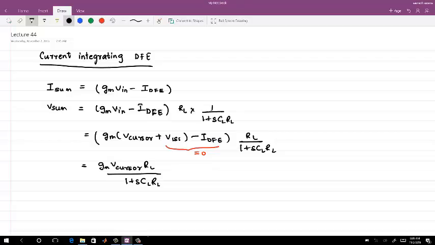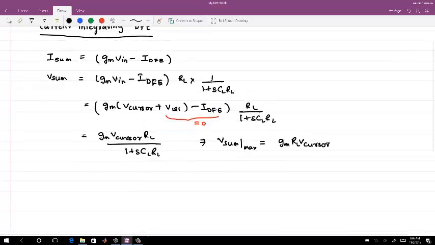So the best case is that VSUM max is equal to GM RL V cursor. This is what we have. Then we told that there is no settling limitation on the current part itself, but on the voltage part. So we said that, okay, I will have this ISUM current and I will integrate the ISUM current over a capacitor for a time period, 1 bit period. And now this is the new VSUM node.